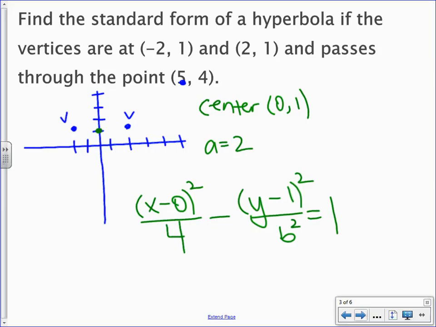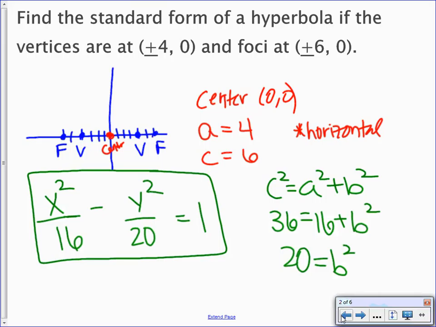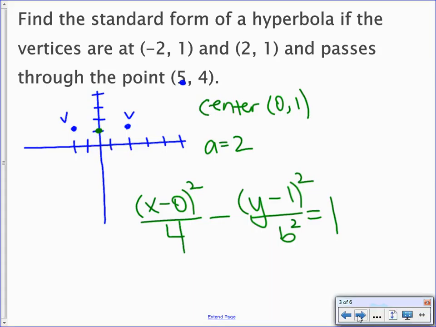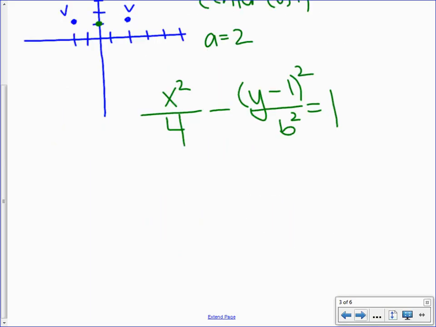So then Maddie suggested we plug in a point to figure out what b squared is. Is that our only option? How did we find b squared over here? We use c. Do we know anything about the foci in this problem? We do not. Okay, but we're stuck with a b squared in there. So what we can do, and I'm going to go ahead and write this as x squared if that's okay with you, we know that (5, 4) satisfies our equation, so we can plug it in and solve for b squared. So let's do that.